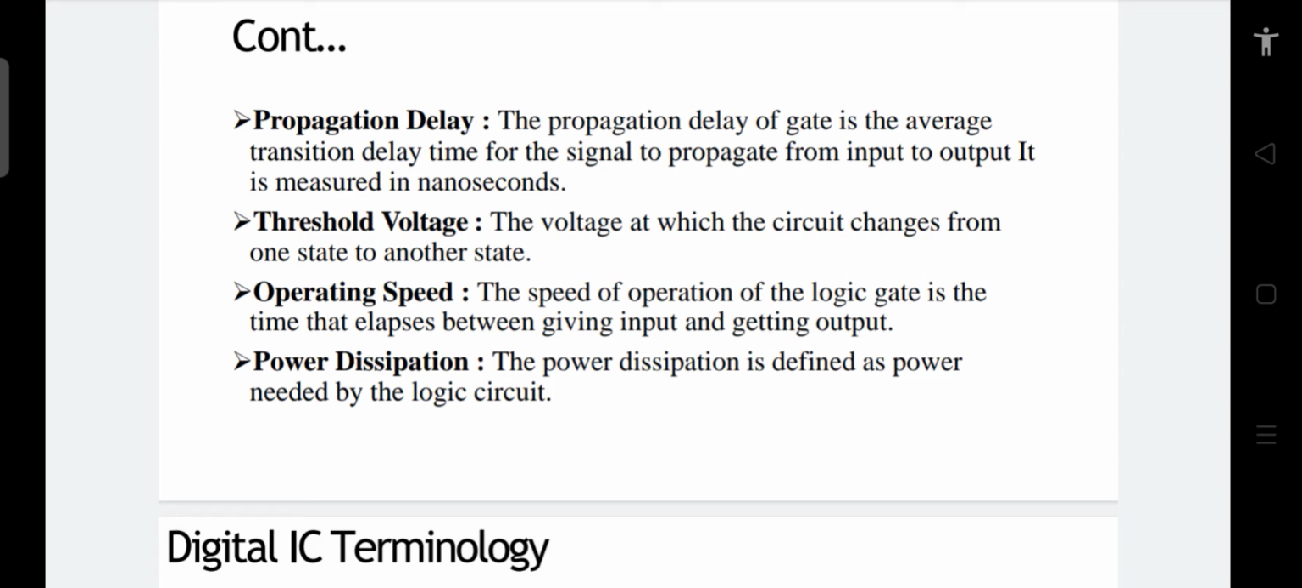Then there is operating speed. It is the maximum speed at which the circuit can operate, and you know that this depends somehow on your propagation delay as well.